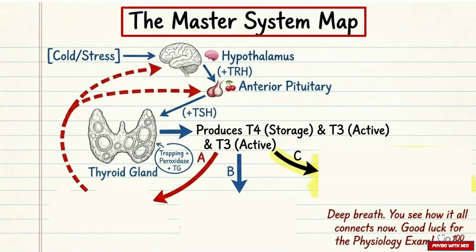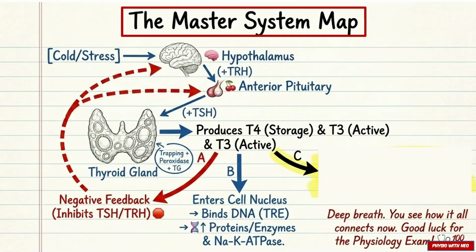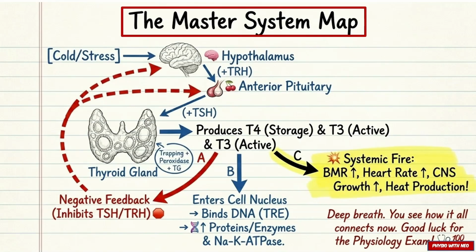Now this T3 shows three prominent actions. First one, it produces negative feedback effect, inhibiting TSH and TRH. Second, it enters the cell nucleus, binds DNA, and increases protein and enzyme synthesis and activates the sodium potassium ATPase pump. And third one, it produces systemic fire, that is, it increases BMR, heart rate, CNS growth, and heat production. Always revise this page before entering the examination hall. I promise your recall will become much easier.